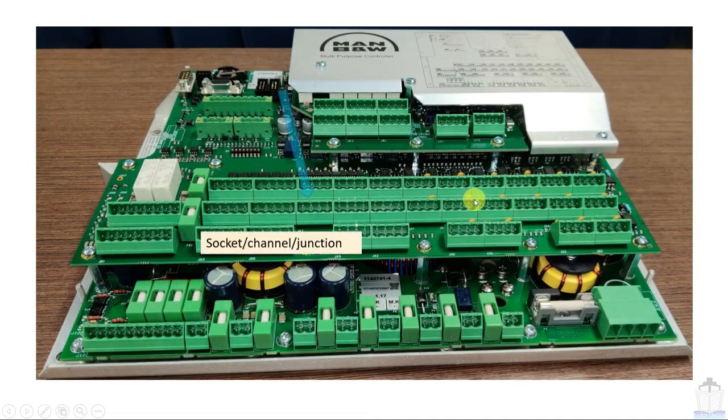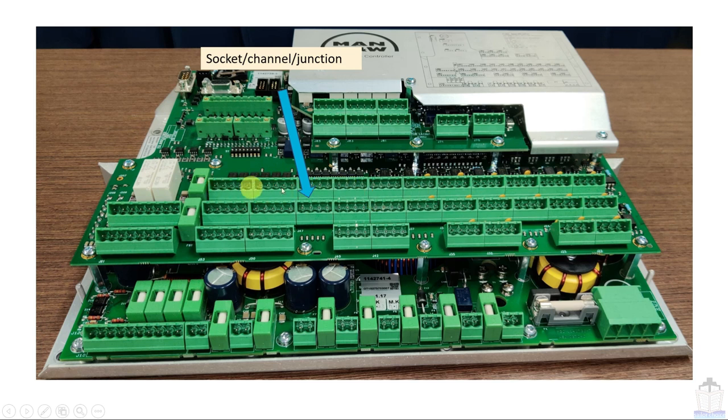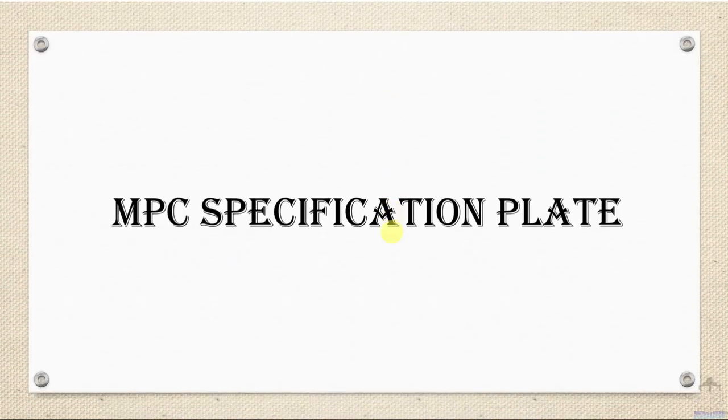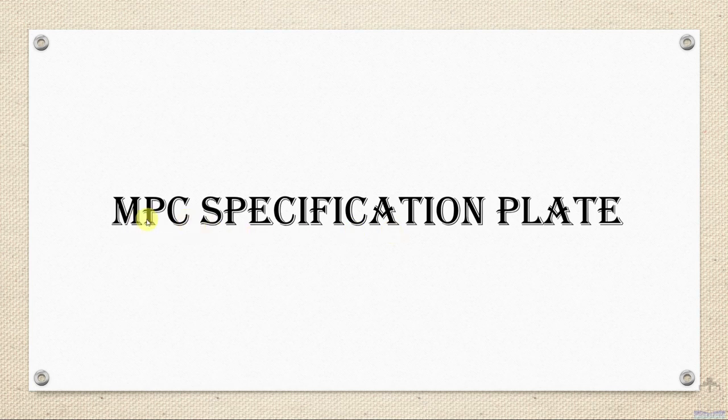Okay. Now all these sockets which you are seeing are called socket, channel and junction. So if I tell you that this one is J42, that means I can say socket number 42, channel number 42, junction number 42, like this. So I hope this is clear. Now moving to our next topic, that is the MPC specification plate.